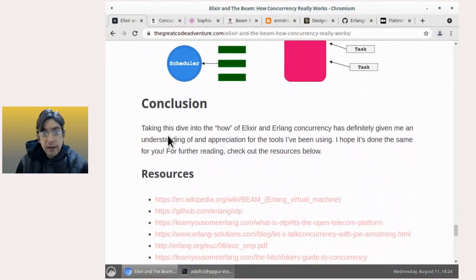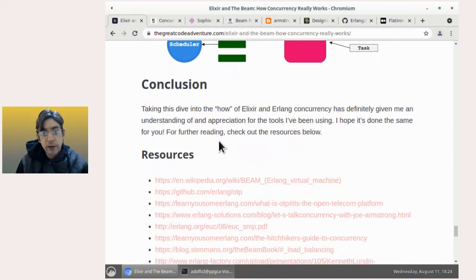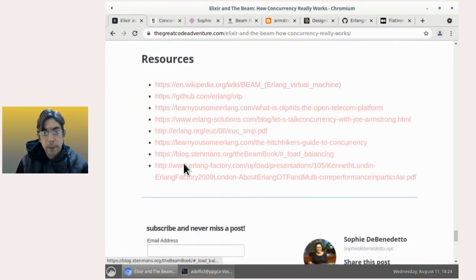Conclusion. Taking this dive into the how of Elixir and Erlang concurrency has definitely given me an understanding of and appreciation for the tools I've been using. I hope it's done the same for you. For further reading, check out the resources below.